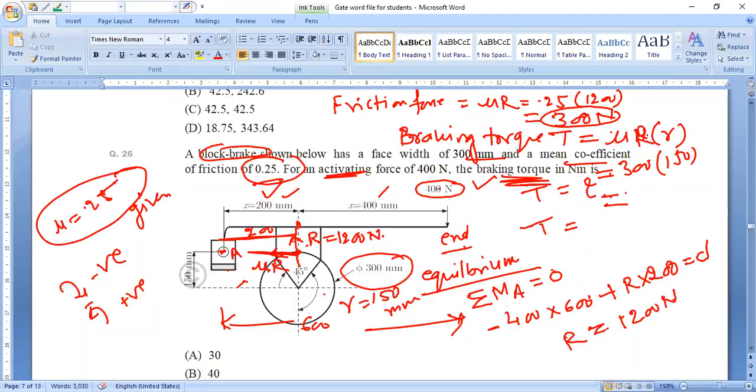Multiply this, what do you get? 45,000. Tell me the unit: Newton mm. Because the dimensions we have taken are in mm, the unit is Newton mm, but the question is asking to find the braking torque in Newton meter. Pay attention to the unit. So I will convert it into Newton meter by dividing by 1000. So it is 45 Newton meter. This will be the answer.